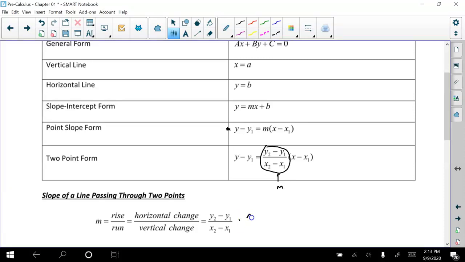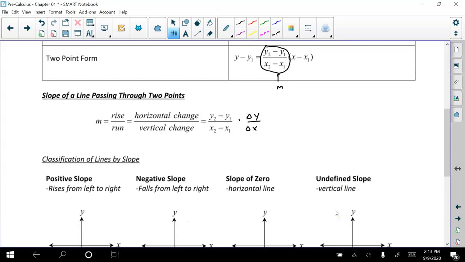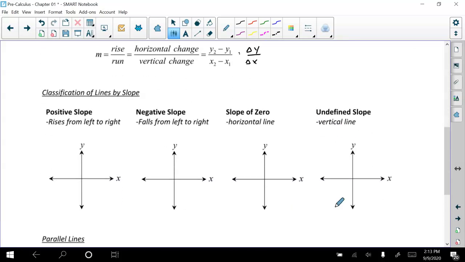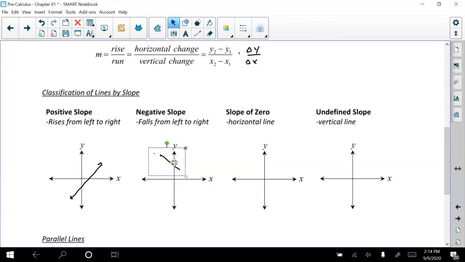Slope of a line, it's that rise over run, also known as delta y over delta x. Delta meaning the change in y over the change in x. So now if we're thinking about what slope means, a positive slope means the line is going to rise from left to right. So here's a line with a positive slope. It's rising as we go from left to right. Negative slope falls from left to right. So it might look something like this.